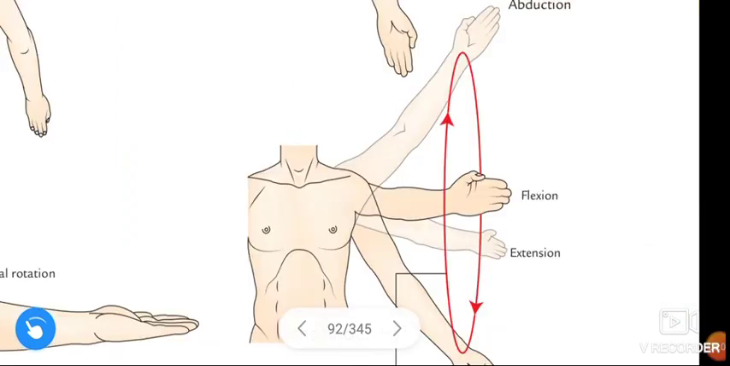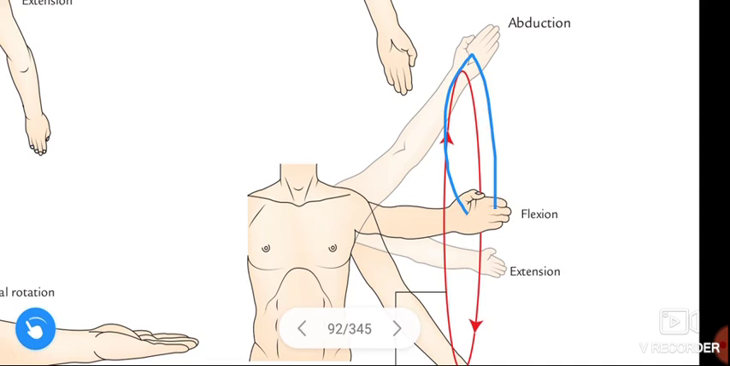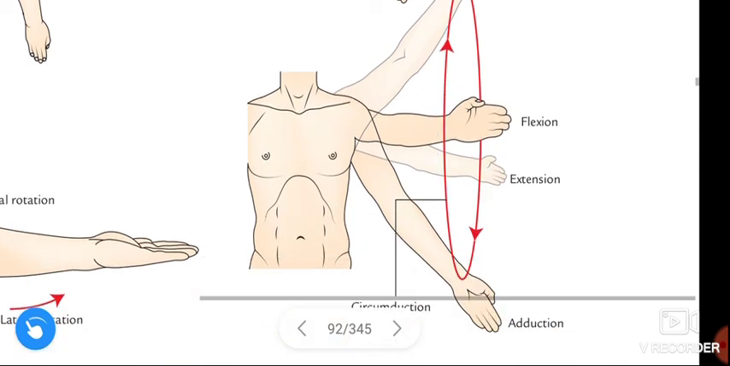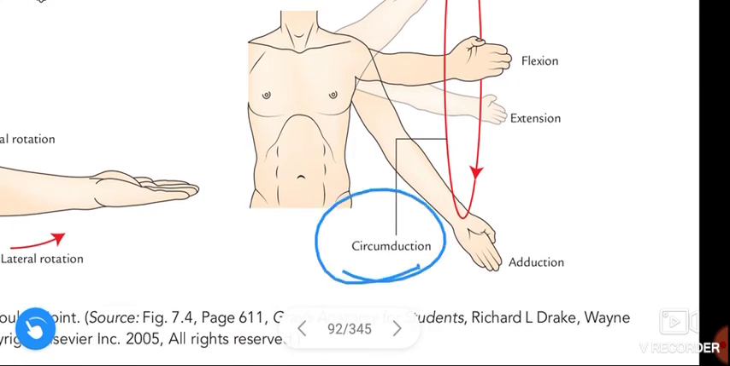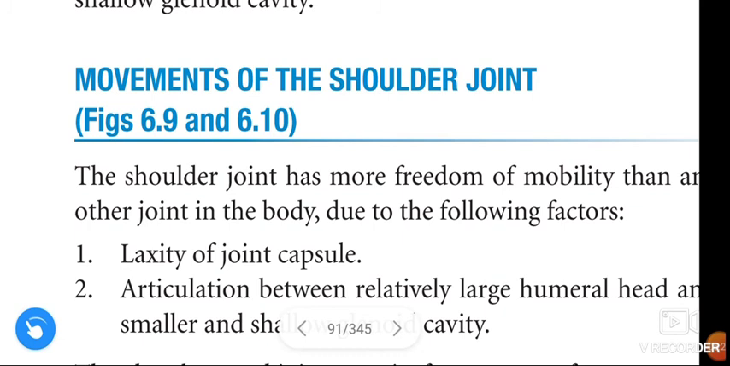See here, the combination of flexion, extension, abduction and adduction, we call that circumduction. Flexion, abduction, extension and adduction together we call circumduction, all the movements. Okay guys, this is about the movements of the shoulder joint.